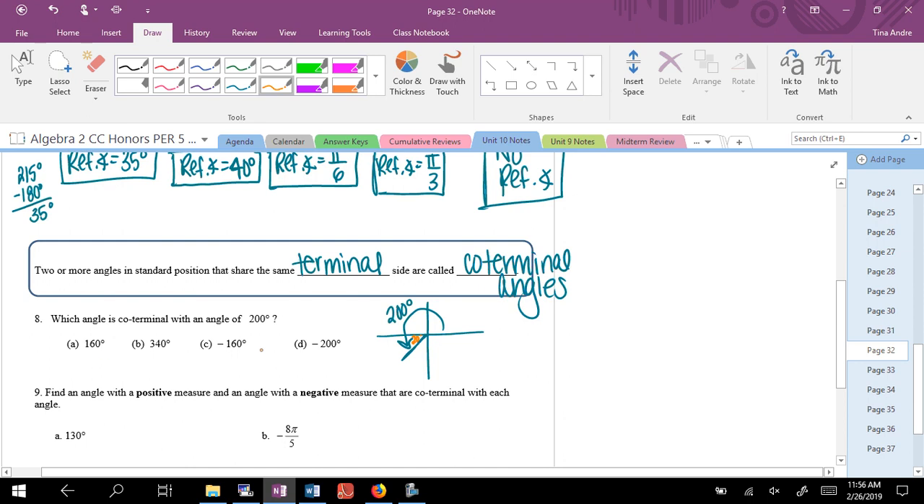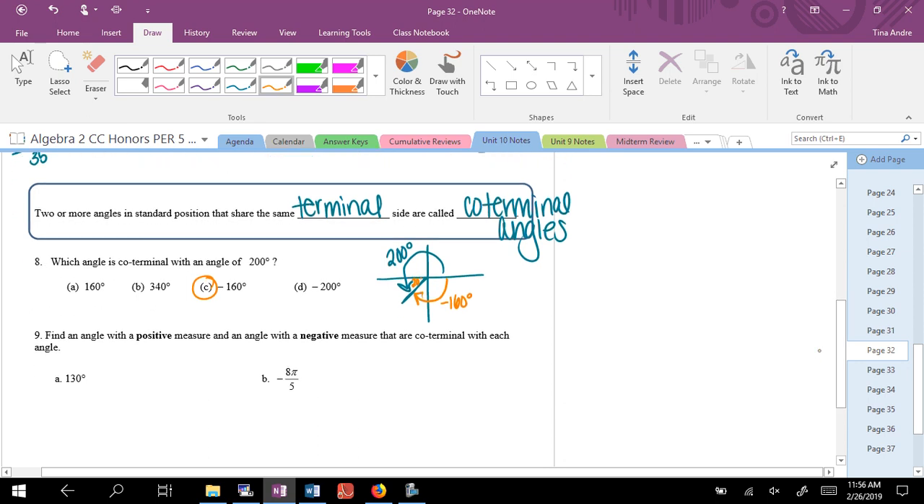So if I look at which one of these matches, well, if I go this direction, so if I went negative 160 degrees, so 160 plus 20 would give me 180. So if this was negative 160 degrees, those angles terminate in the same spot, so those are called coterminal angles. So that's kind of a visual approach.